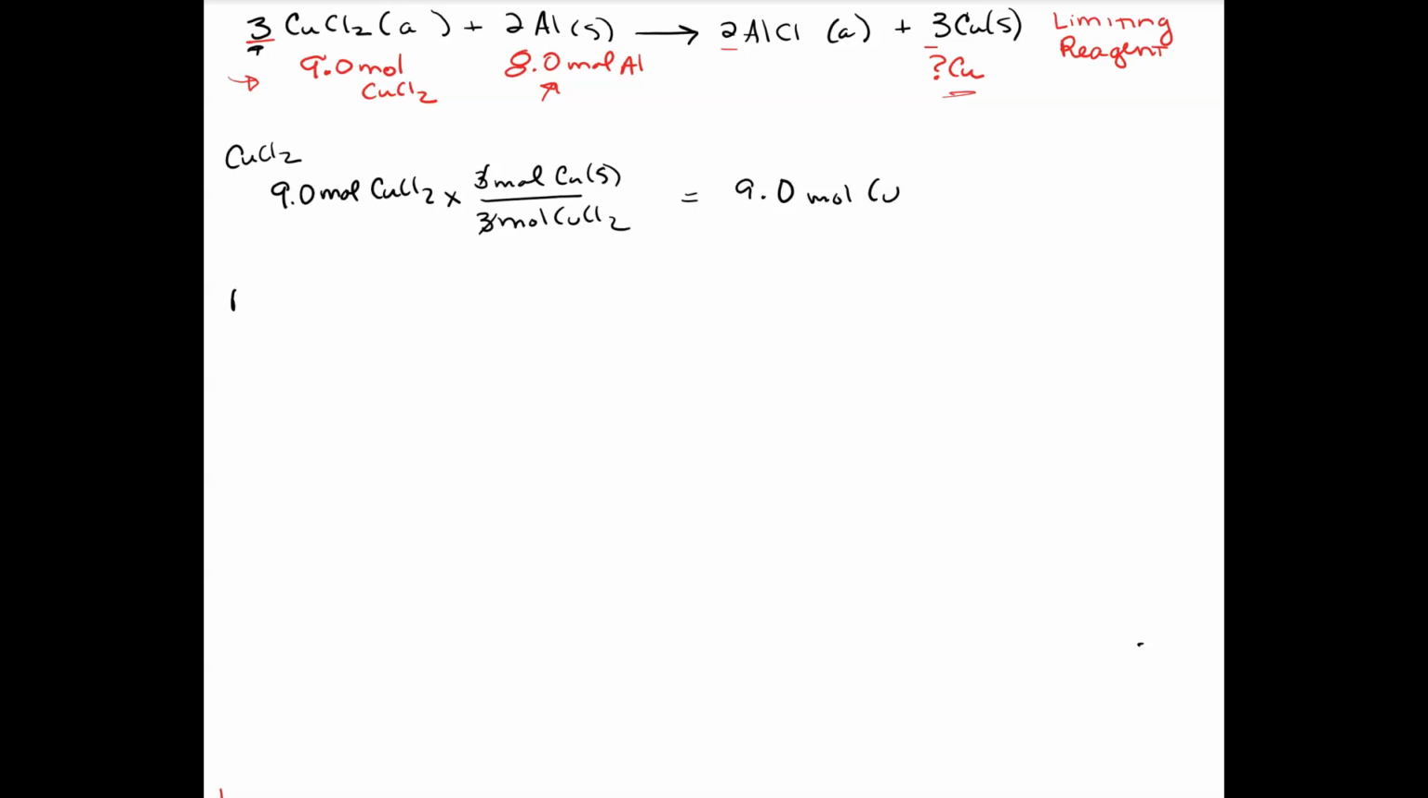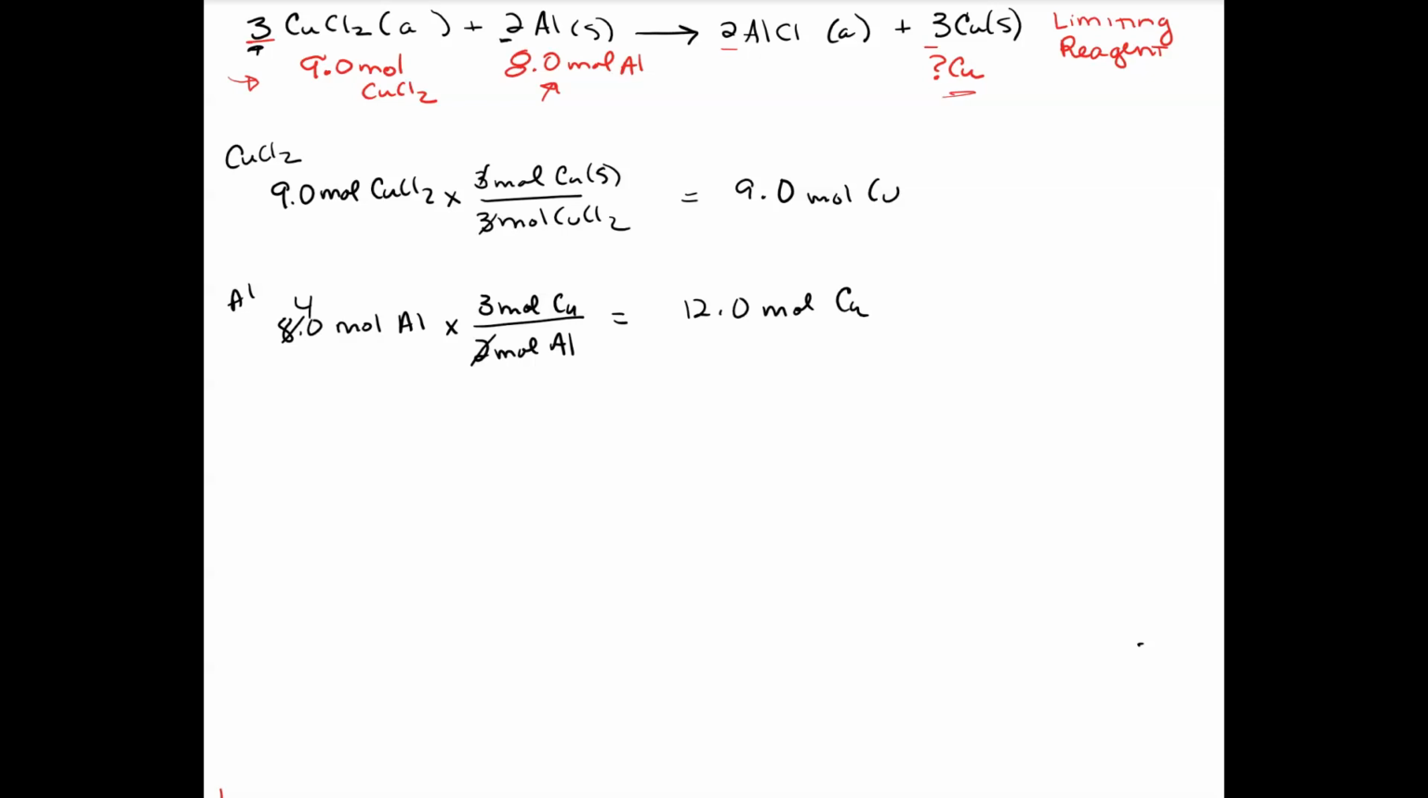I'm going to do the same thing for aluminum. If I have 8.0 moles of aluminum, I'm going to use the stoichiometric ratio to calculate how much copper I can get out of it. And the relevant ratio is every 2 moles of aluminum that react, that comes from this coefficient here, I get 3 moles of copper. And that tells me I can get 12 moles of copper if all of my aluminum reacts.